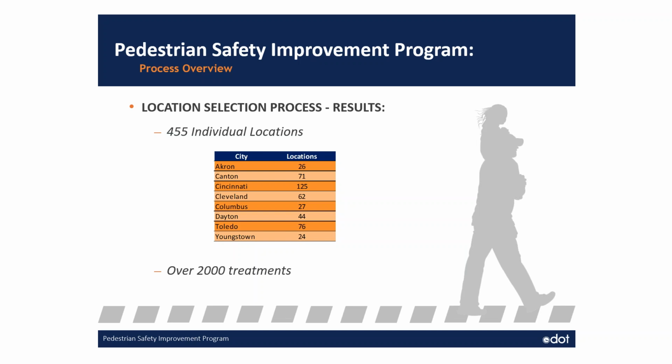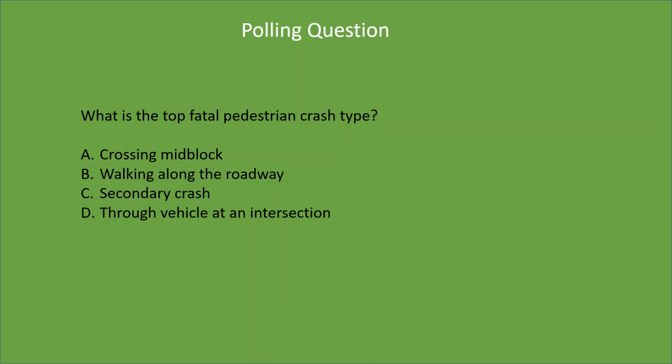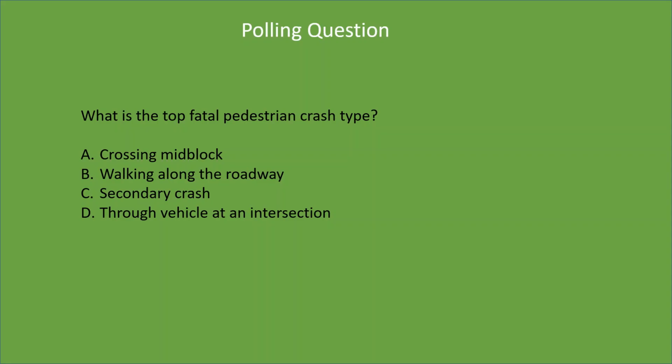All right, we got another polling question up next. What is the top fatal pedestrian crash type, or the top location that fatal pedestrian crashes occur? We're halfway there, 50%. Overwhelming majority, so we'll go ahead and close this. 75% crossing mid-block, 16% walking along the roadway, none for secondary crash, and 9% through vehicle at an intersection. Yep, that top one was crossing mid-block. Walking along the roadway and through vehicle at intersection were the next two on the list. They all make up a large portion of our fatal pedestrian crash types.